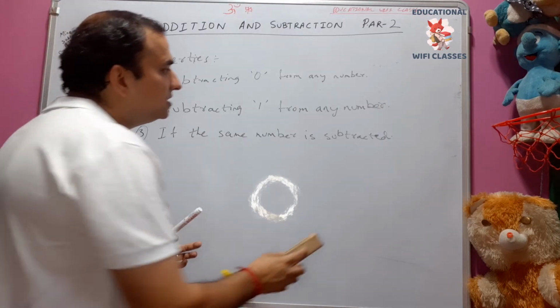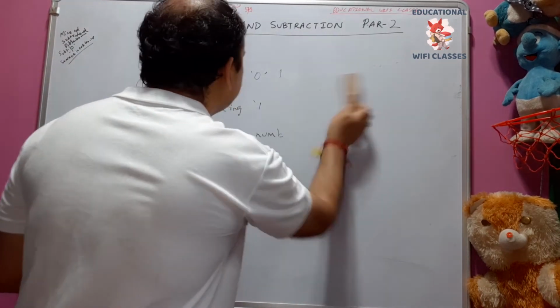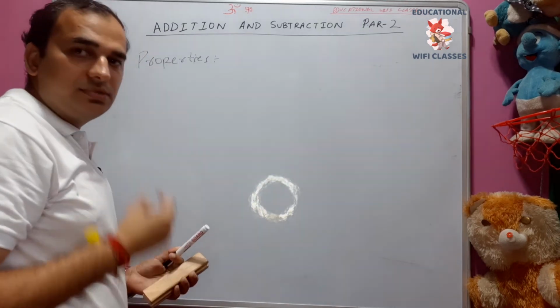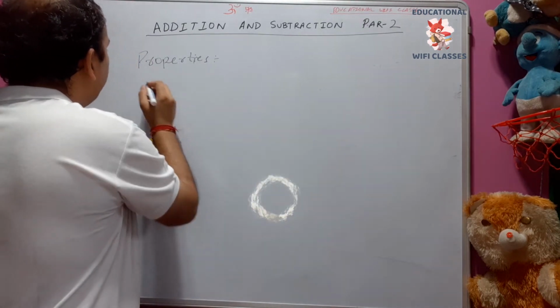And after this one, the most important property of subtraction is we have to follow an order.